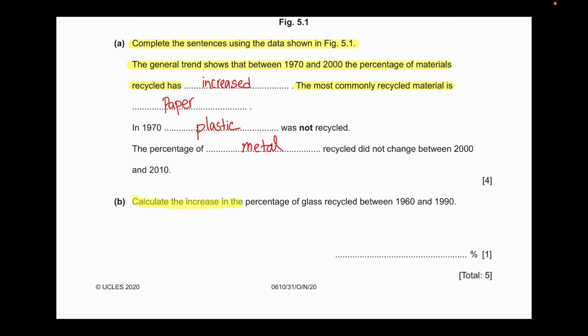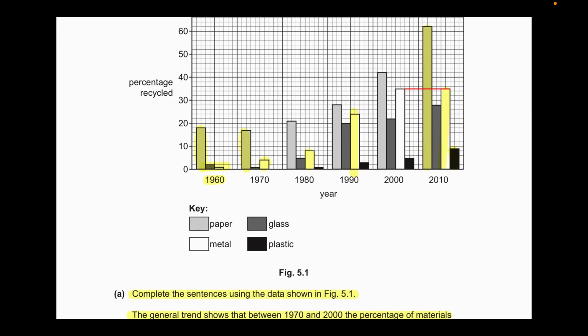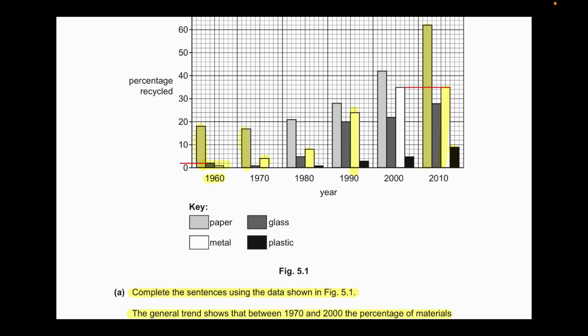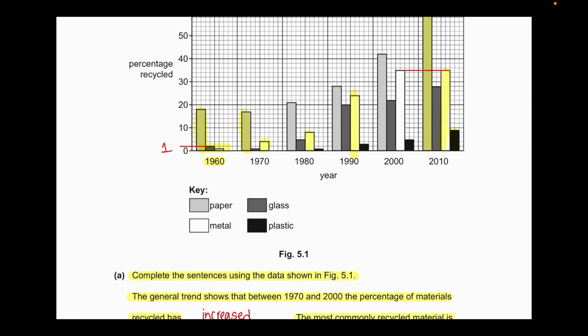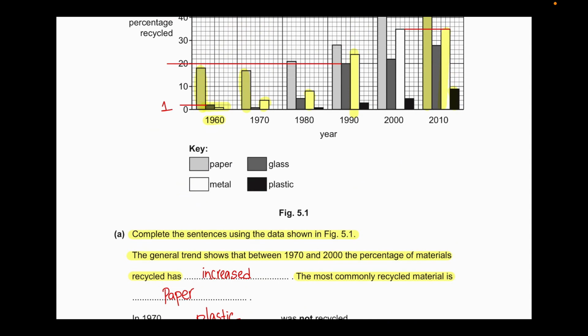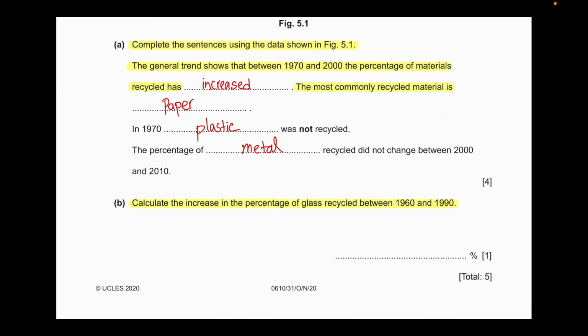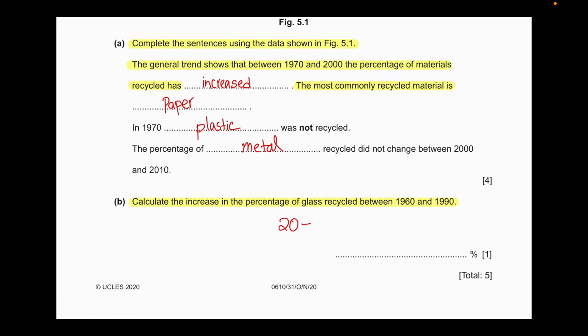Calculate the increase in the percentage of glass recycled between 1960s and 1990s. So in the 1960s, the percentage of glass recycled was 1, and in the 1990s, the percentage of glass recycled was 20, as we can see. So 20. All right. Sorry, that's not 1, that's 2. Okay, so 20 minus 2 is equal to 18%.